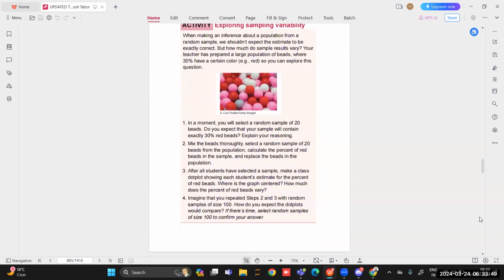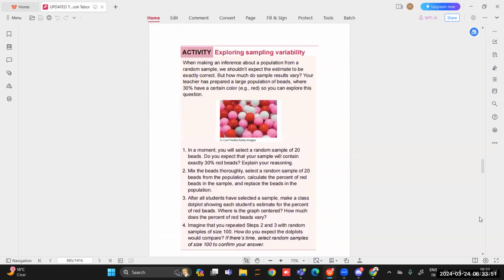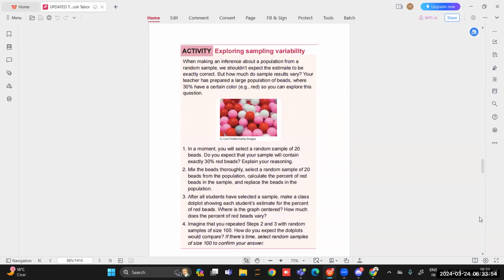Come on, read this question and give me the answer. It is an activity exploring sampling variability. When making an inference about a population from a random sample, we shouldn't expect the estimate to be exactly correct. But how much do sample results vary? See, why is the teacher giving us inference and sampling? Because we are going to learn inferential statistics in the next topic. So he is making our minds used to it, that if we select a different sample from a population, it may affect our output, meaning our prediction or estimation about our population.